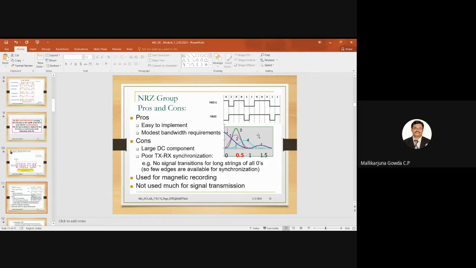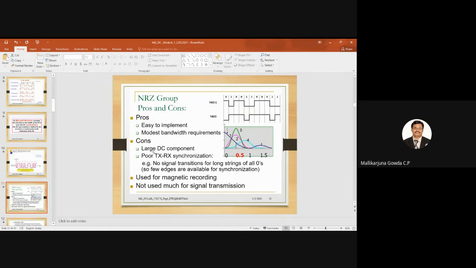Okay, so let us try to understand the advantages and the disadvantages of each type of these line codes. We are discussing unipolar, polar, bipolar, Manchester. In all the cases, I can say non-return to zero as well as return to zero. So the advantage of non-return to zero is that it is easy to implement, and I say it has a modest bandwidth requirement. So we'll discuss this. How do we say it requires a modest bandwidth? Based on the power spectral density. We'll see what the power spectral density of each of the line codes is.